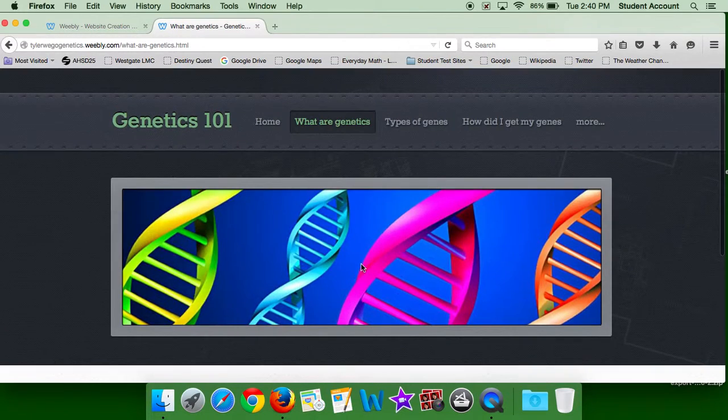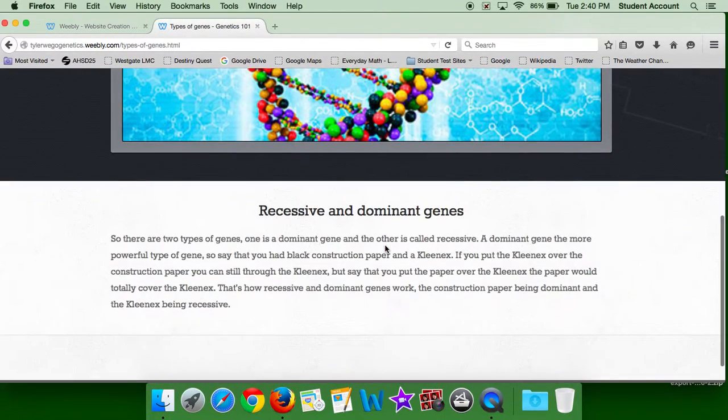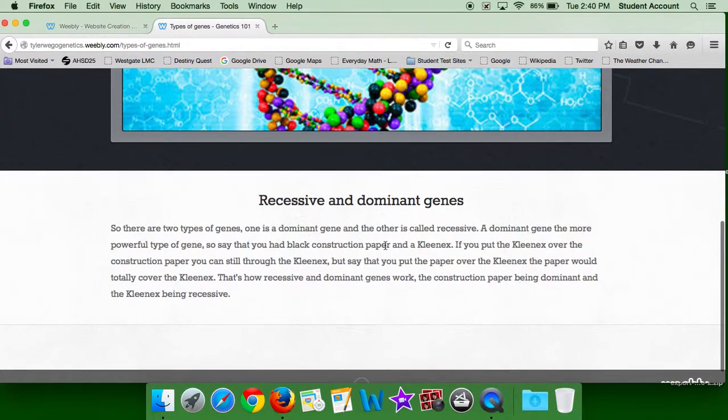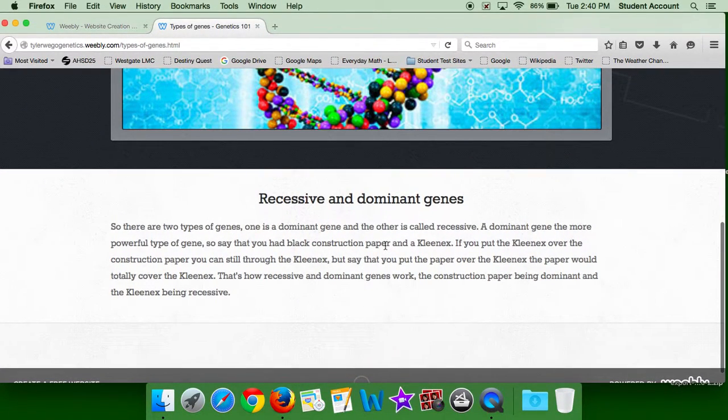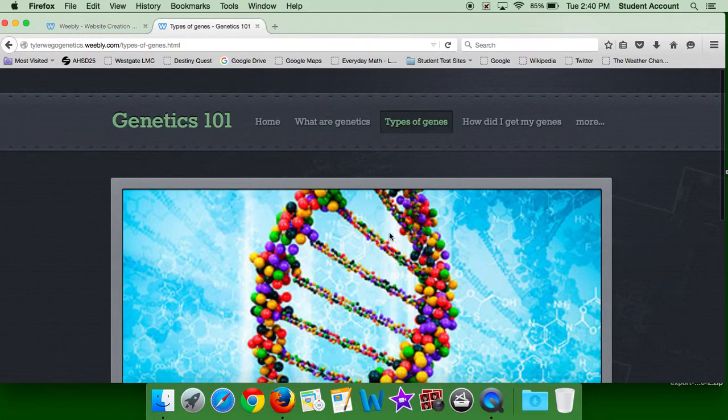So now there are two types of genes: recessive genes and dominant genes. A dominant gene is a more powerful type of gene. So say that you had a black construction paper and a Kleenex. If you put the Kleenex over the construction paper, you can still see through the Kleenex. But say that you put the paper over the Kleenex, the paper would totally cover the Kleenex. That's how recessive and dominant genes work. The construction paper being the dominant and the Kleenex being the recessive. So the dominant gene is more powerful than the recessive gene.